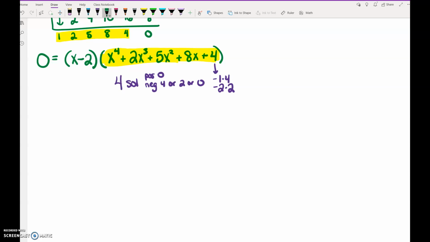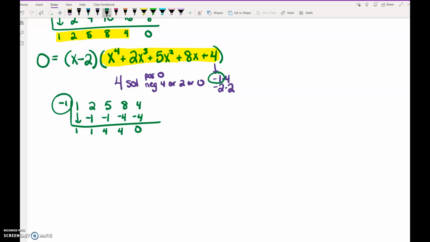So let's test -1. And this time it's 1, 2, 5, 8, 4. Woohoo! Got our solution first time. Okay.